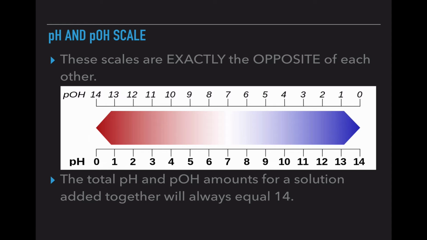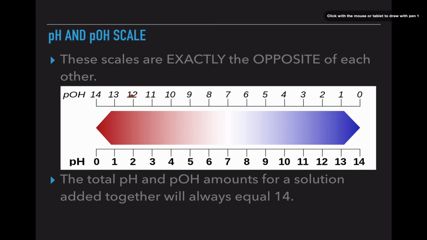So here's how we compare the pH and the pOH scale. They are very, very similar, but they are exact opposites of each other. So on the bottom of the slide, we have our pH scale, which is the one that we're used to, 0 being an acid, 14 being a base, and we do have this color-coded as to which color it would turn litmus paper. The pOH scale is on the top, 14 being an acid, 0 being a base. So notice they're exactly opposite.